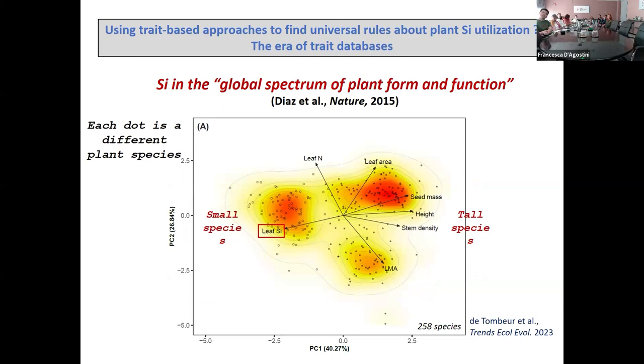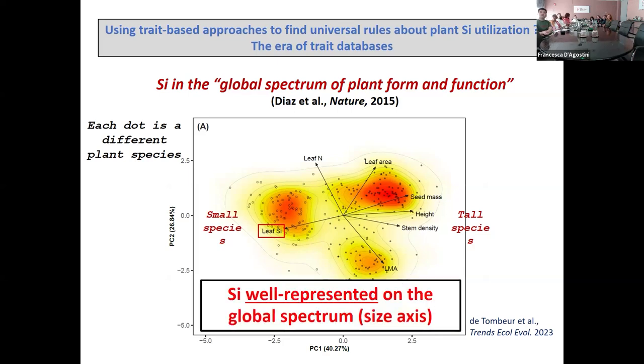We showed, again quite expected because we are still comparing woody and non-woody species, that silicon was actually very well represented on this spectrum. It was perfectly opposed to seed mass, plant height, and specific stem density in this functional space, meaning that small species, at least non-woody species, tend to accumulate much more silicon compared to tall species. So silicon is well represented on this global spectrum, at least when you compare apples and oranges.